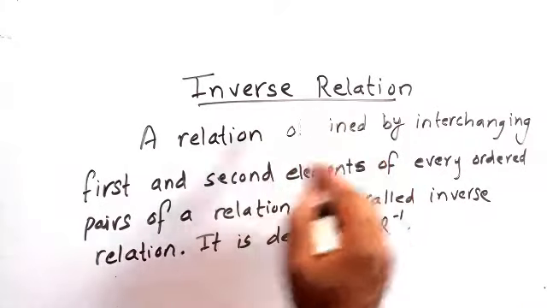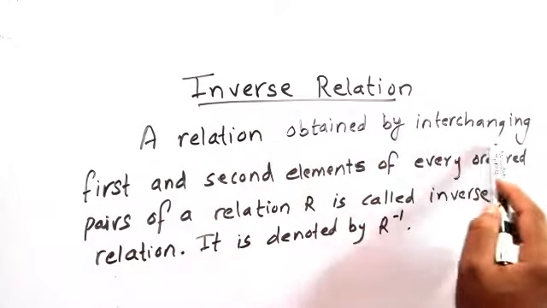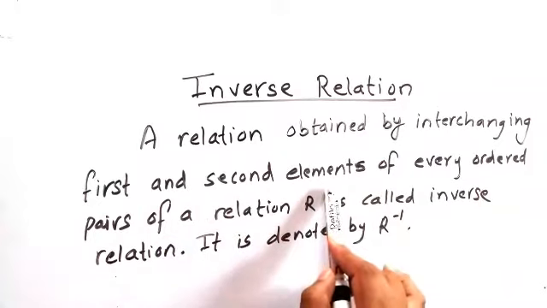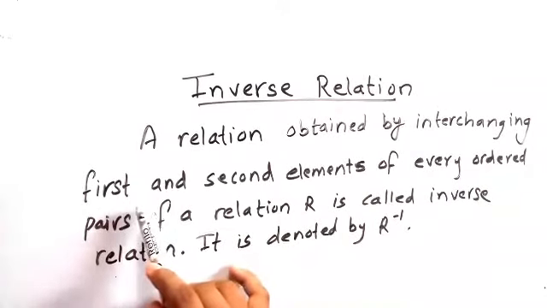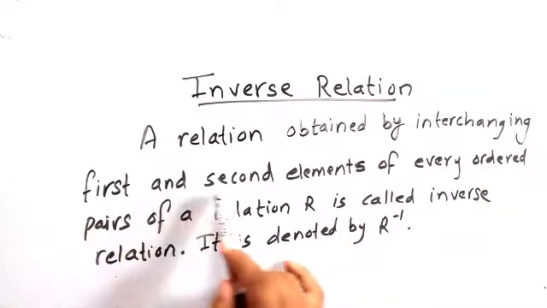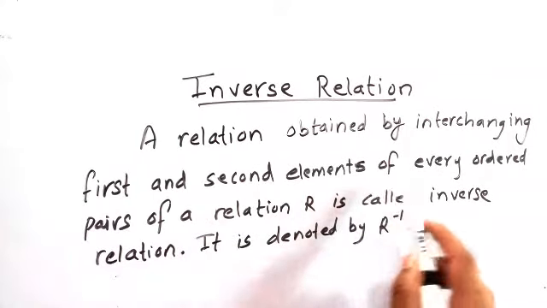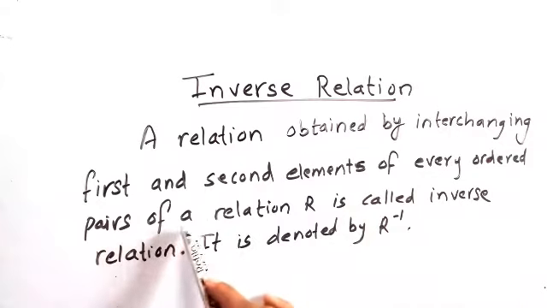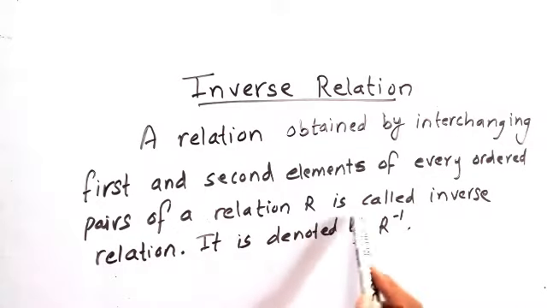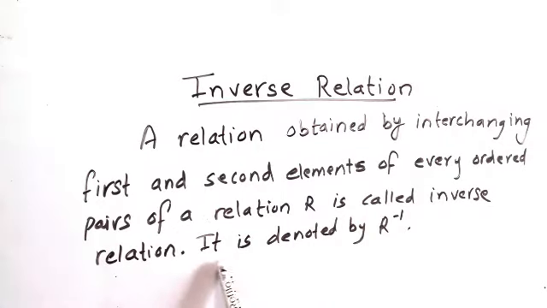Inverse relation means a relation obtained by interchanging the first and second elements, or in other words x and y elements or x and y components, of every ordered pair of a relation R. It is called inverse relation. It is denoted by R with minus 1 over it, and we read this as R inverse.